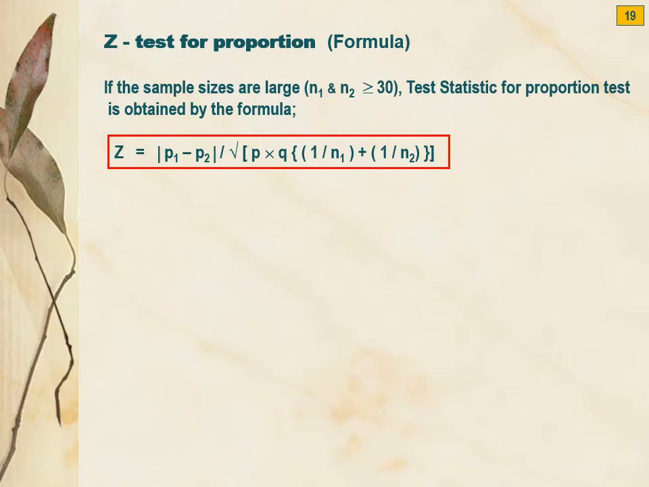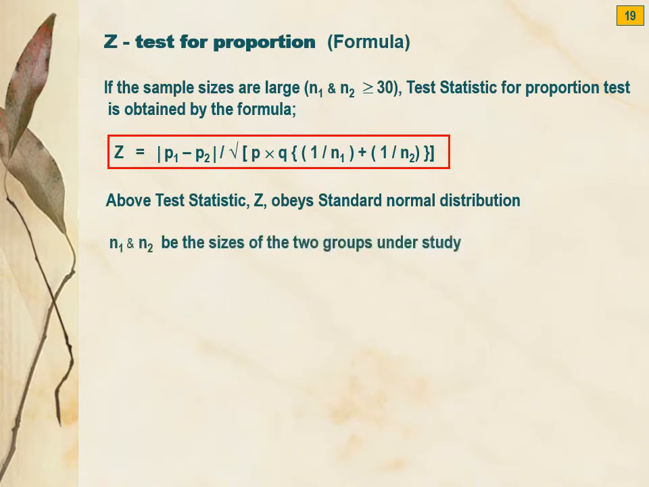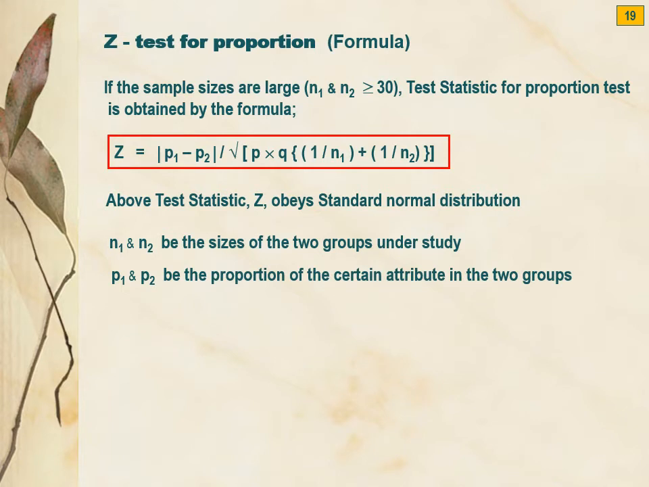And you must remember that for the Z variable, the 95% value is 1.96, and the Z value at 99% is 2.58. You have to keep this in your mind or memorize these two values: the value of Z at 99% level of confidence and at 95% level of confidence. Now here Z is standard normal. We have already explained that one. N1 and N2 are the sizes of the sample of the two groups, and P1 and P2 are the proportions of the certain attribute in the two groups.